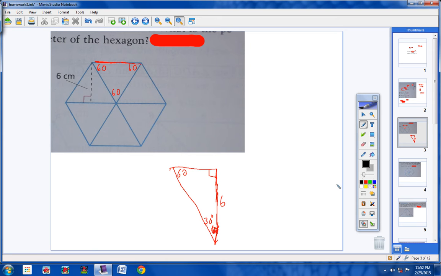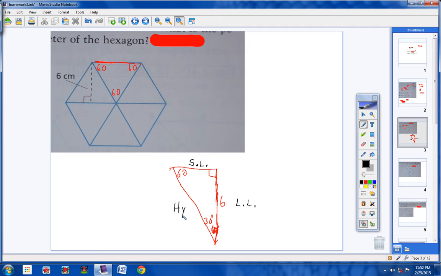So, this is 60, go straight across. This is 6, so this is my longer leg, okay? This is 30, which is smaller than 60, so 30 is the smaller angle. So when I go straight across from 30, this is my shorter leg, okay? Remember, the longer leg is across from 60. The shorter leg is across from 30, and of course this side over here is my hypotenuse.